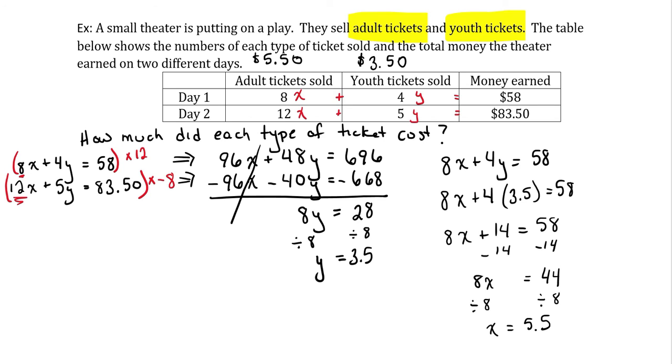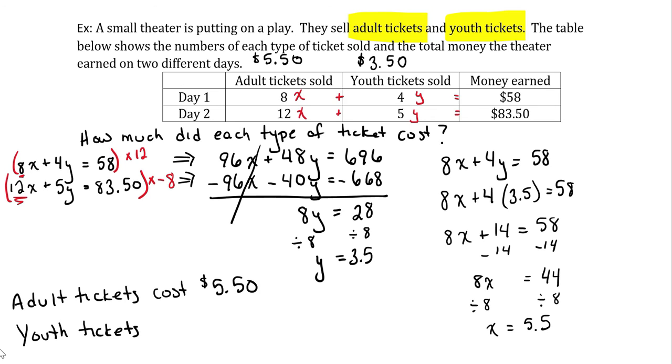$5.50. So we usually write a sentence to conclude, right? Adult tickets cost $5.50. Youth tickets cost $3.50. So hopefully that brings back some memories for you.